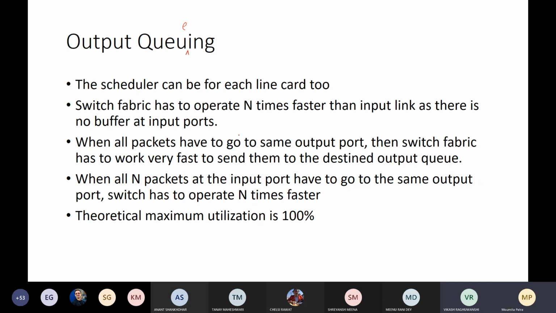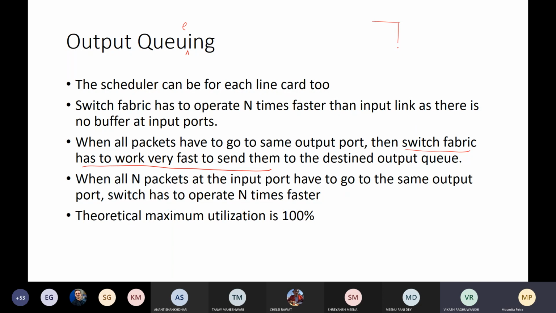Then what is the issue? Can there be any problem with this? There can be. We have already seen that when all packets want to go to the same output port, there will be contention for that output port. How can we reduce that? We can reduce that by having a switch fabric which can work very fast to send these packets to the particular output port.